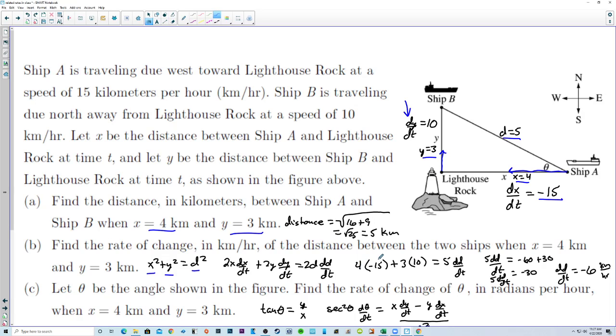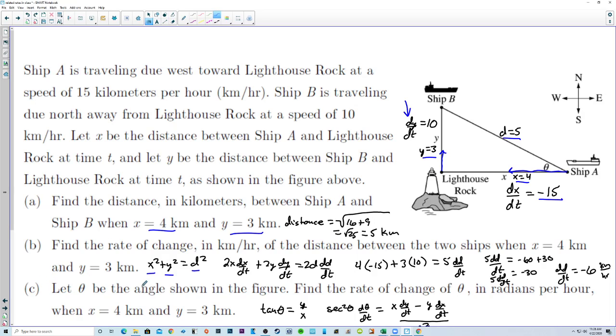X is 4, dx/dt is negative 15, y is 3, dy/dt is 10, and d is 5, or distance. So this ends up being negative 60 plus 30 divided by 5. Negative 6 kilometers per hour is what dD/dt is.